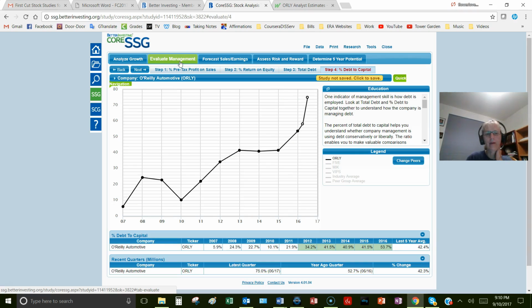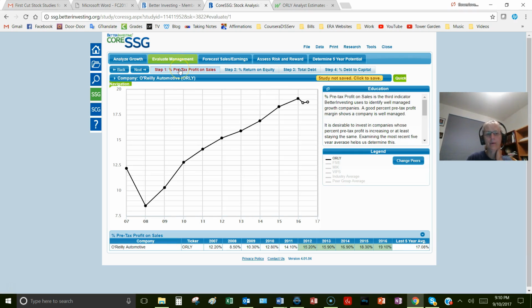Then we'll go on to evaluate management, and I'll click on pre-tax profit. As I understand, profit is where you take the sales and you subtract your expenses and you get profit. But in the case of pre-tax profit, the expenses that are subtracted do not include taxes. So you take sales and subtract everything that doesn't have to do with taxes, and that's pre-tax profit. So I think I understand that.